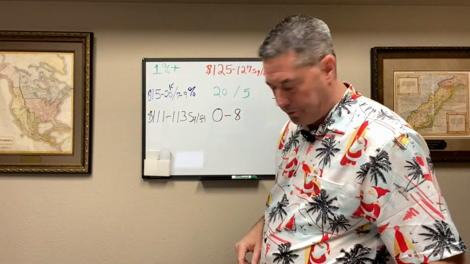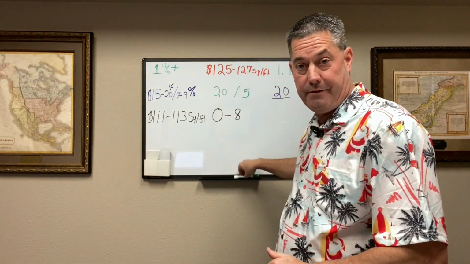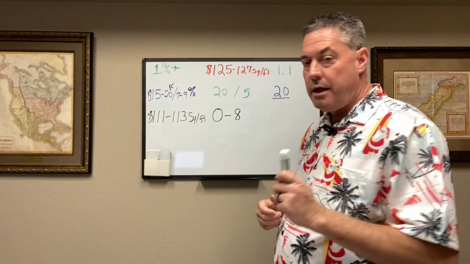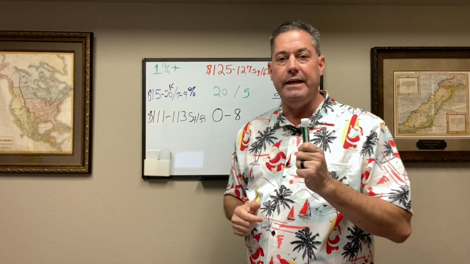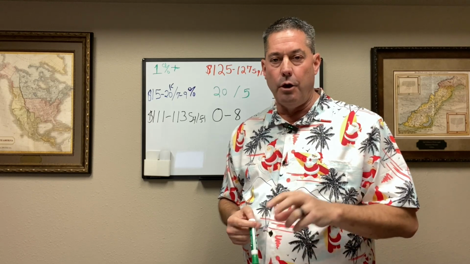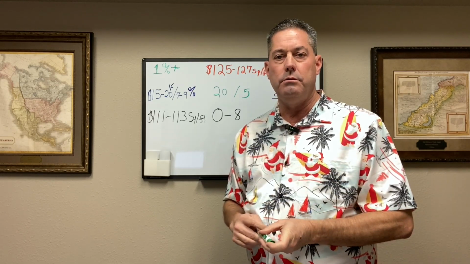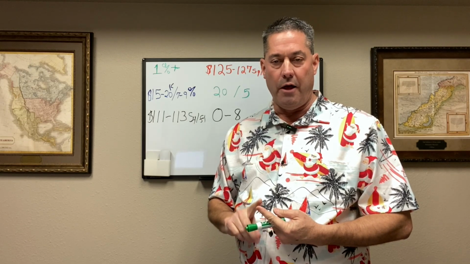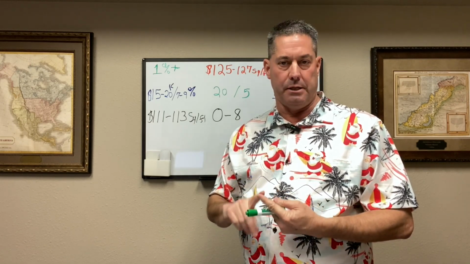The next number, 20 and 5. These are important numbers. The profit is made on the purchase. Even on a resale market, you make your money on the buy or on the build.